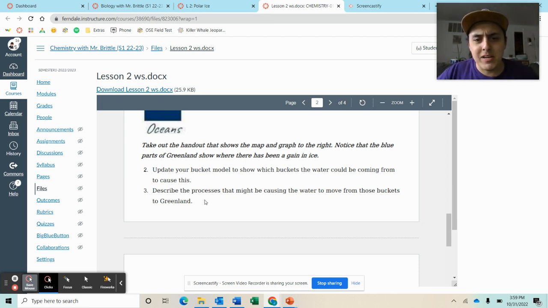Describe the process that might be causing the water to move from those buckets to Greenland. Basically, it's just asking, how does water get from the ocean to Greenland? Well, it's either raining or it's snowing or hailing and that ice is freezing over the land.